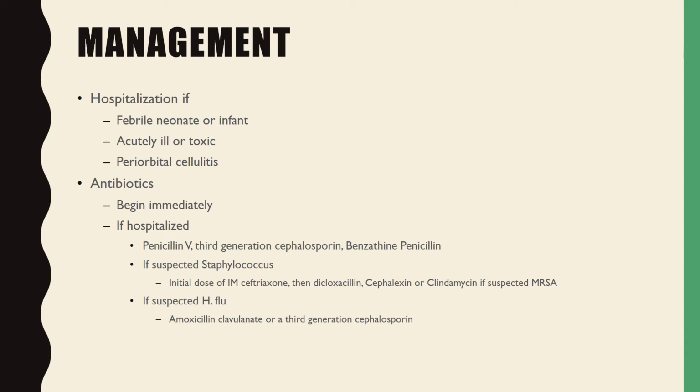For management, you want to hospitalize them if it's a febrile neonate or infant, if they look acutely ill or toxic, or if it's periorbital cellulitis. Antibiotics, you want to begin immediately. If they're hospitalized, then you're going to go to Pen V. If you suspect Staphylococcus, you're going to do an initial dose of IM Rocephin, and then you can give one of those medications there on that list. And then if it's suspected H. flu, you can do Augmentin or third-generation cephalosporins.